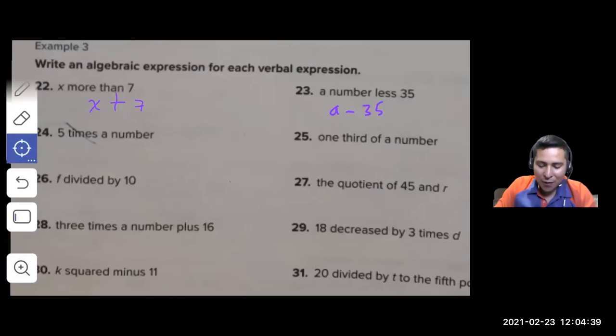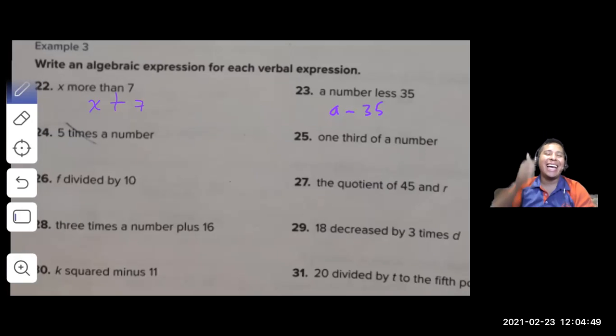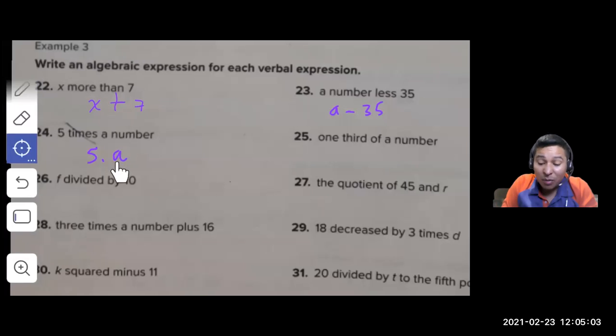We have 5 times a number. We have to put 5 multiplication times any variable, because it's not a specific number. Correct. 5 times a number. I can use the variable a: 5a, because we don't know what the number is. Remember that the variables represent a number, an undefined number. 5 times a number, just like that.